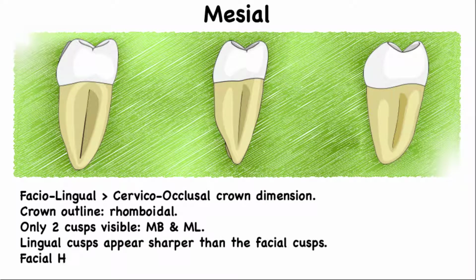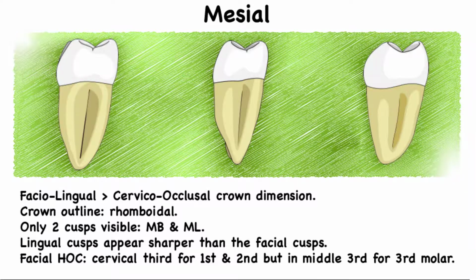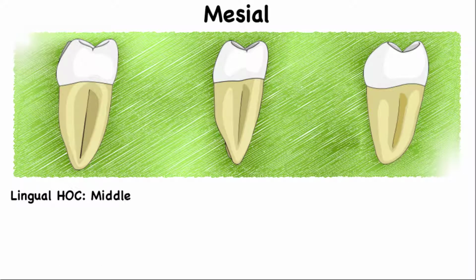The facial height of contour is in the cervical third for first and second molars, but it is in the middle third for the third molar. So facial height of contour is higher for the third molar. The lingual height of contour is in the middle third for all the molars.